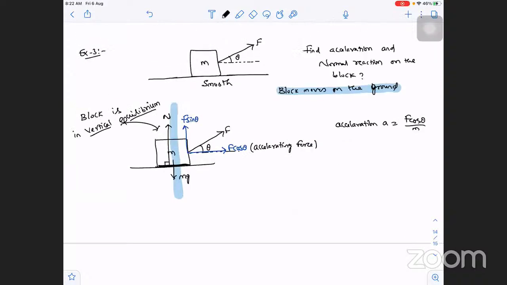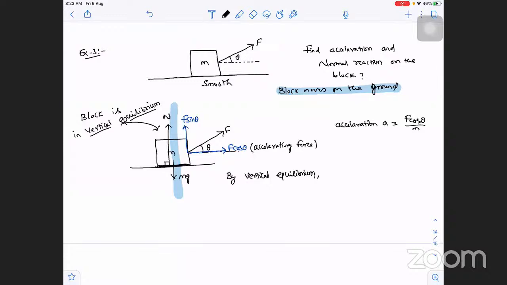Then how to find out the normal reaction? By vertical equilibrium, meaning vertically the forces are cancelling out. Okay, vertical equilibrium, what can I write down? Total upward force should be equal to total downward force. Net force is 0 vertically.